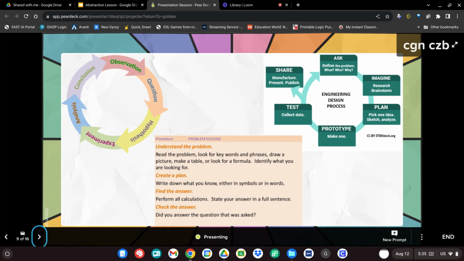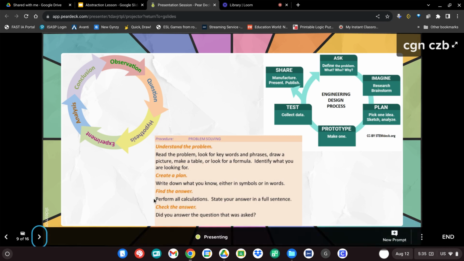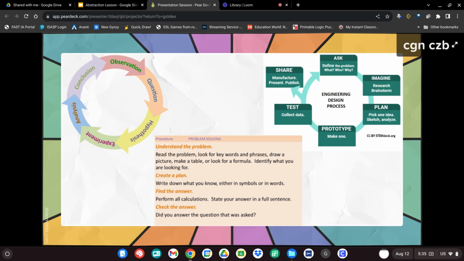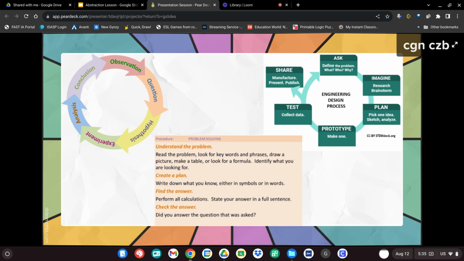Then you're going to create a plan. You're going to write down what you know, either in symbols or in words. Then you're going to find the answer. You're going to perform all calculations, state your answer in a full sentence, and then you're going to check your answer. Did you answer that question that was asked?